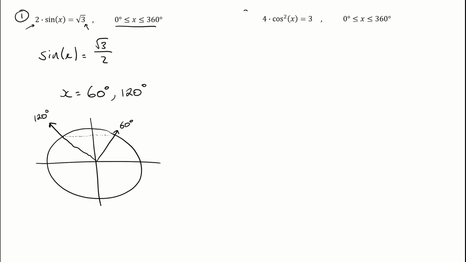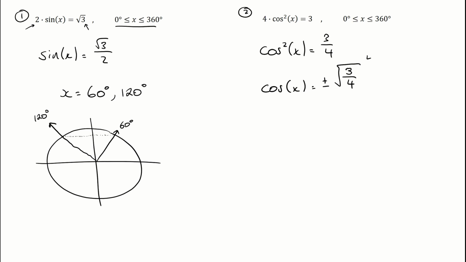If I take a look at the second question over here, what I see is I want to get cosine by itself. So if I divide both sides by 4, cosine of x squared is then equal to 3 over 4. Now I'll take the square root of both sides. So cosine of x can be plus or minus the square root of 3 over 4.